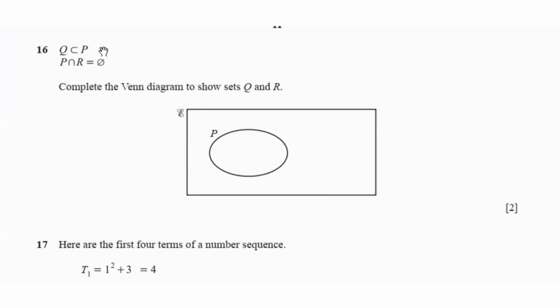Let Q be a subset of P. P intersection R is null. Complete the Venn diagram to show sets Q and R. So if Q is a subset of P, that means Q is inside of P. And if there is no intersection between P and R, that means R is going to exist separately over here.